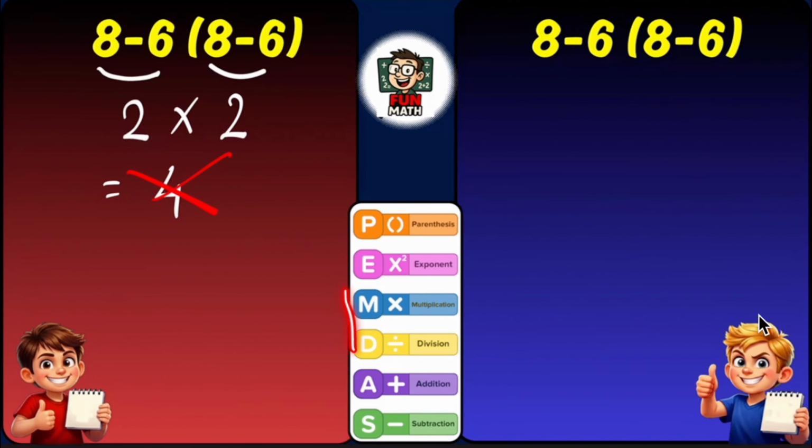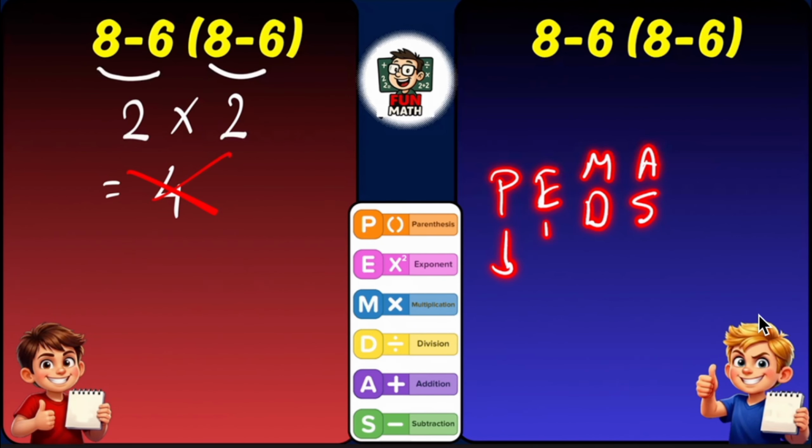There is no order between multiplication and division. Operations are done from left to right. Similarly, there is no order between addition and subtraction. Operations are done from left to right. Okay. PEMDAS: parentheses, exponent, multiplication and division, addition and subtraction.